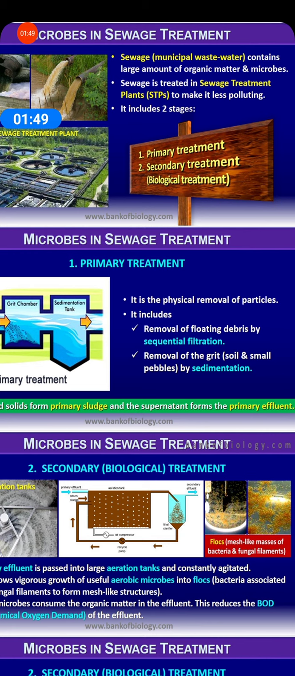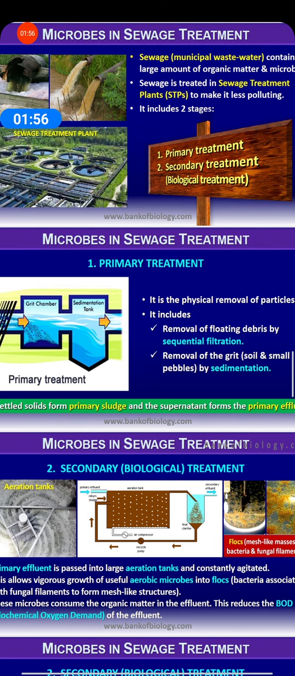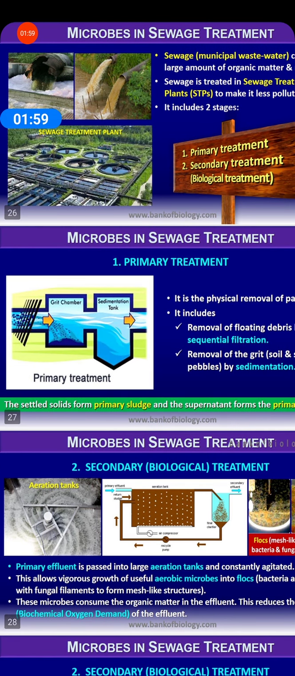First, the floating debris is removed by sequential filtration by passing through a wire mesh screen. Can you see? Secondly, grit, soil and small pebbles are removed by sedimentation. You can see they are being settled down in a settling tank. This is called a settling tank. The sediment is called the primary sludge and the supernatant is called the effluent.